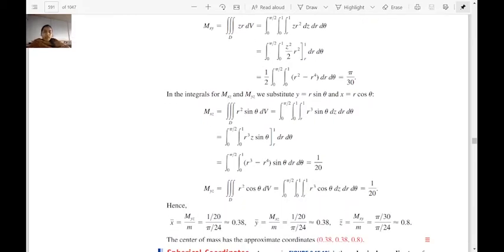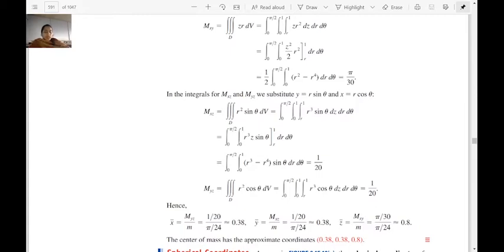Now while determining Mxz and Myz, Mxz would be the integral of y into r dV. So here we replace y by r sin θ. So we get r² sin θ dV. So we have Mxz equal to the integral 0 to π/2, integral 0 to 1, integral r to 1, r³ sin θ dz dr dθ. So we shall solve it, and the value comes out to be 1/20. Similarly Myz is also equal to 1/20.